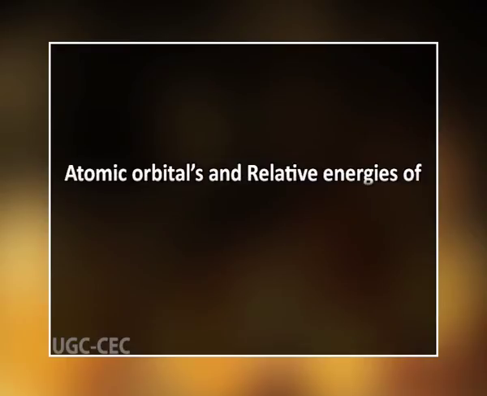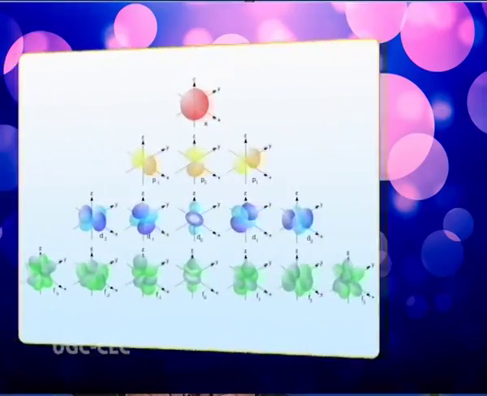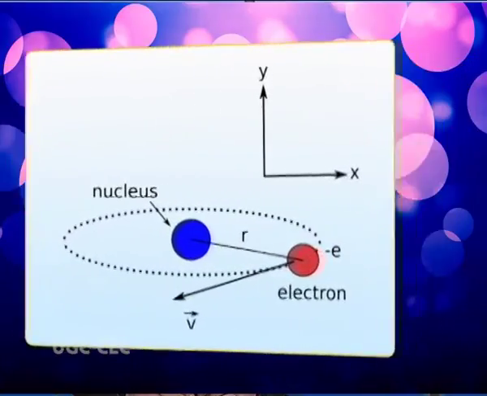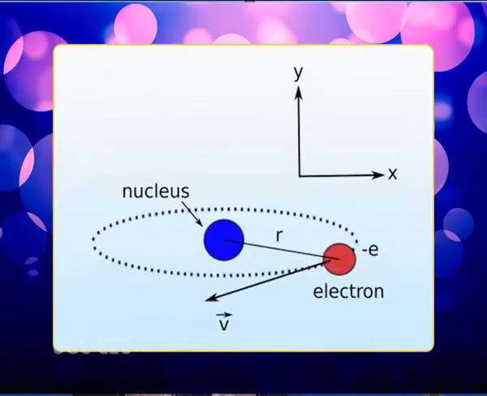Now, let us discuss the next part of today's lecture, that is atomic orbitals and relative energies of atomic orbitals. In quantum mechanics, an atomic orbital is a mathematical function that describes the wave-like behavior of either one electron or a pair of electrons in an atom. This function can be used to calculate the probability of finding any electron of an atom in any specific region around the atom's nucleus.